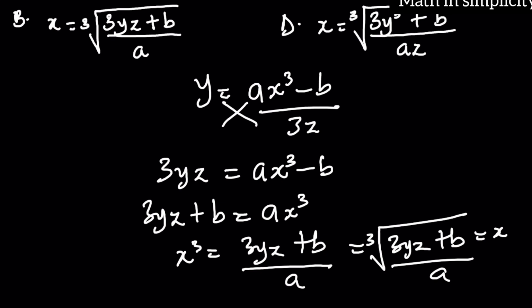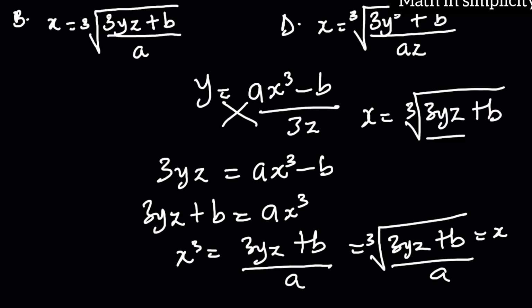So, and that is s. Let me just write it better here. s is equal to the cube root of 3yz plus b all over a. So that should be our final answer. And I can already see that as option B, which is s equal to cube root of 3yz plus b all over a. So that should be the correct option.